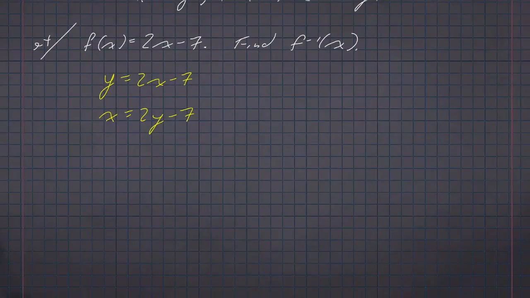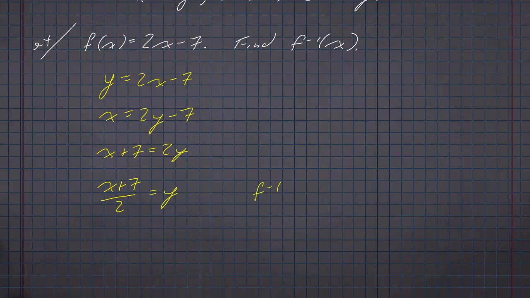Add 7 to both sides. Divide both sides of the equation by 2. I get that x plus 7 over 2 is the value of y, and that's exactly what f inverse is going to be. So f inverse of x is x plus 7 over 2. Yeah, that's all there is to it.